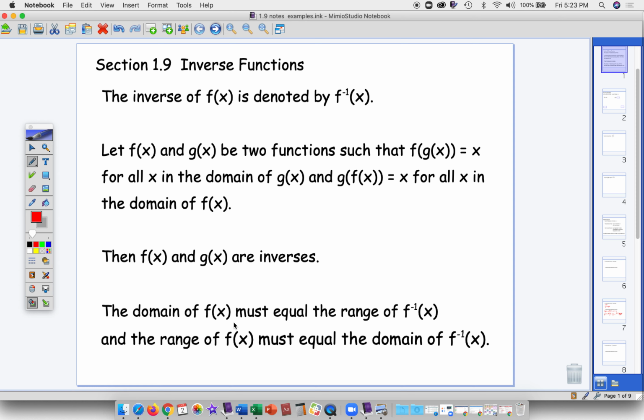The domain of f of x must equal the range of f inverse, and the range of f of x must equal the domain of f inverse. So for inverses, range and domain interchange.